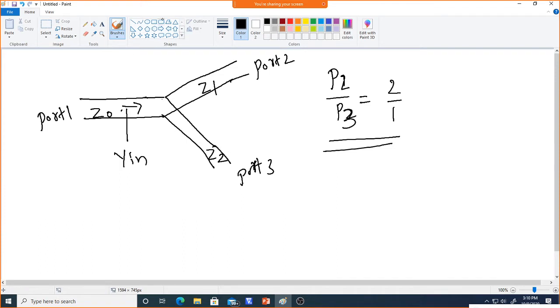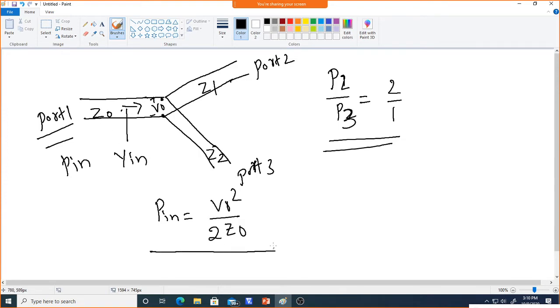Okay, now if you take port 1 as the power input, what is the power input? If I assume the voltage at this junction is V naught, then the power in will be V naught square divided by 2 into Z naught, since the characteristic impedance at port 1, the input port, is Z naught. So you will get P in equal to V naught square by 2 Z naught.